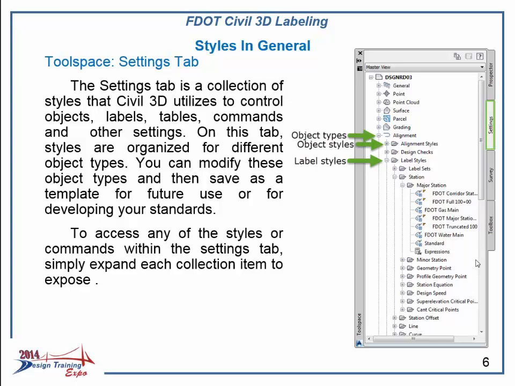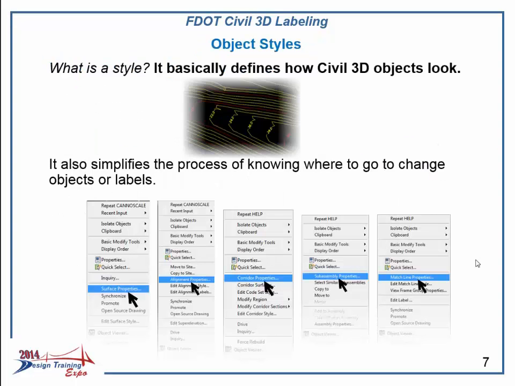Take, for example, the alignment. When we expose the alignment tree category, we can see that we have object types, object styles, and label styles in that category. So what is a style? It basically defines how Civil 3D objects look in your drawing, whether it's in plan mode or production mode. It also simplifies the process of knowing where to go to change objects and labels.